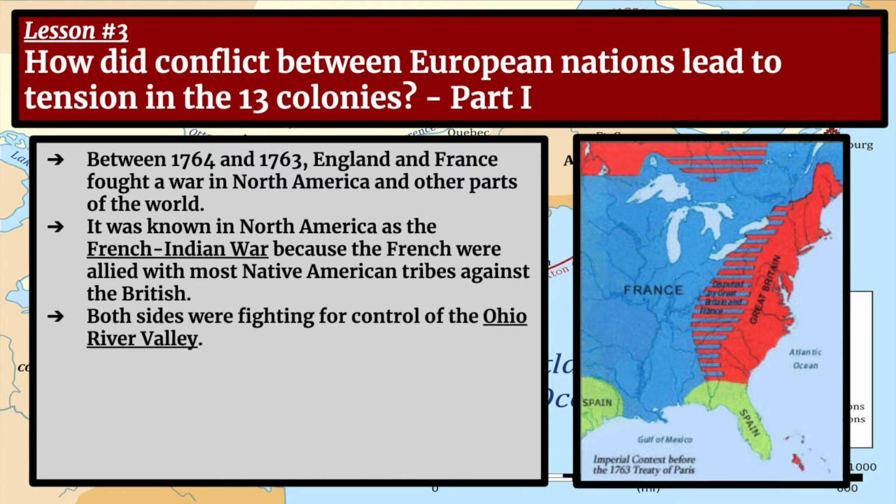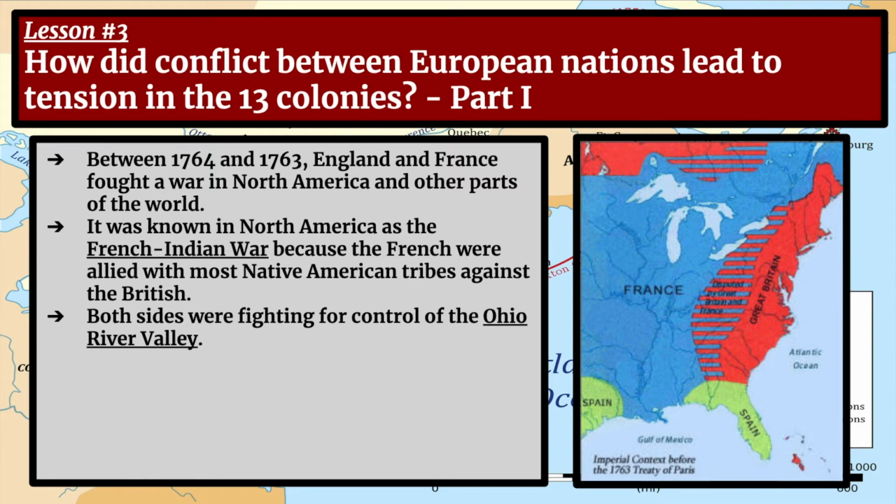So they were fighting over an area called the Ohio River Valley. So if you are looking on this map, the Ohio River Valley is this area where you see kind of the blue and red stripes. And that's the area where Ohio and Kentucky are today in modern day United States.